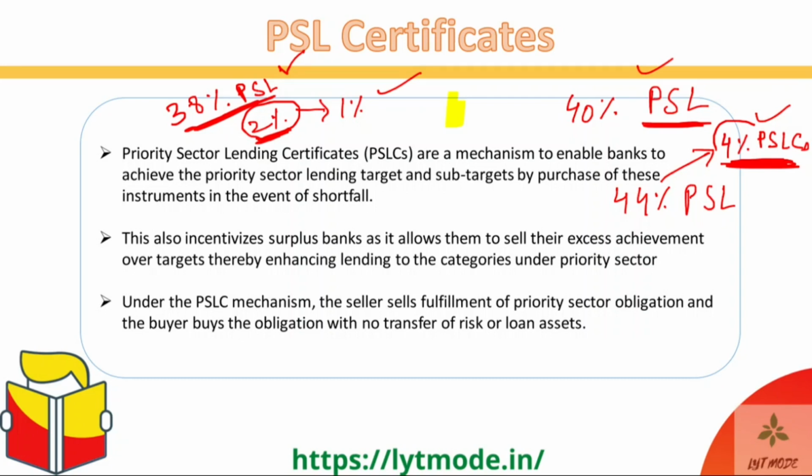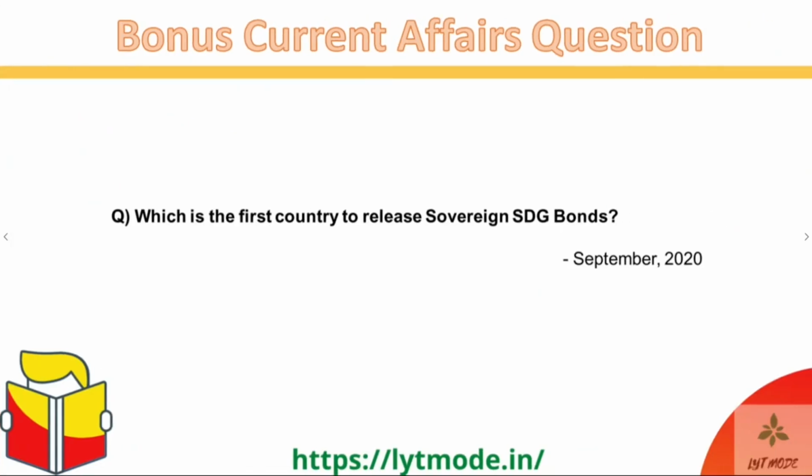Okay, it's a very simple and plain market mechanism where when more banks achieve the targets, and fewer banks need the PSL certificates, then the value of the certificates falls. And when fewer banks achieve the PSL targets and more banks need the certificates, then the value of the PSLCs rises. It's a pure market mechanism. Okay, guys, moving ahead. All right.